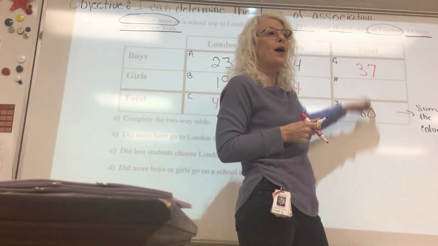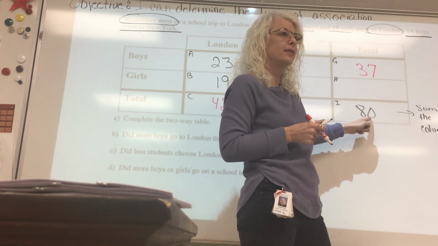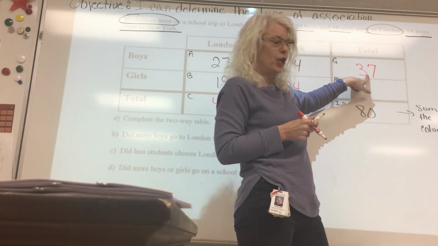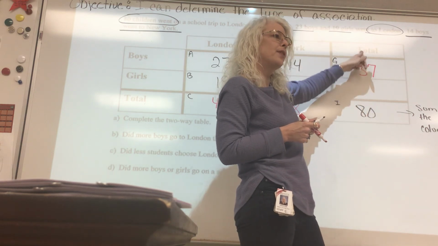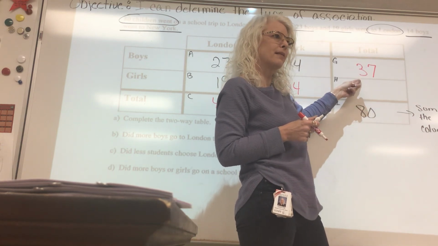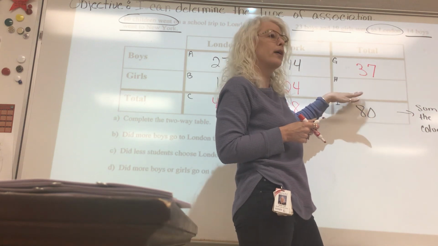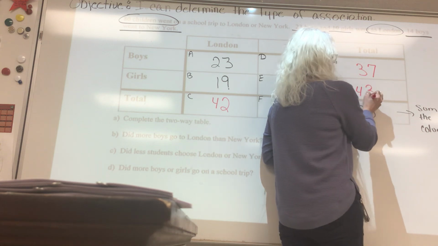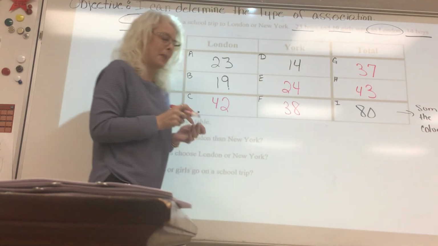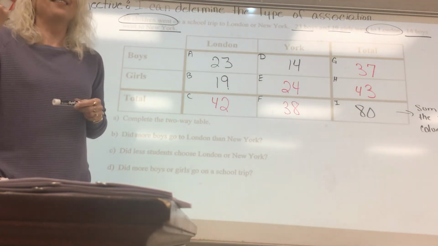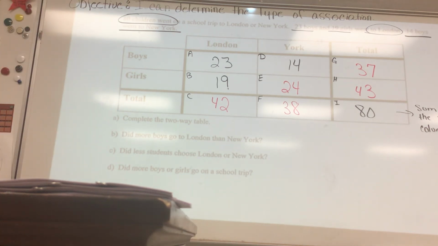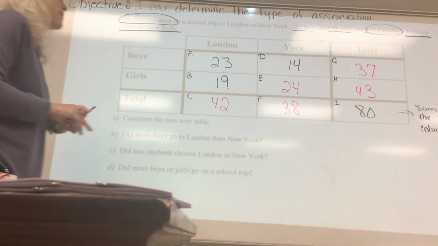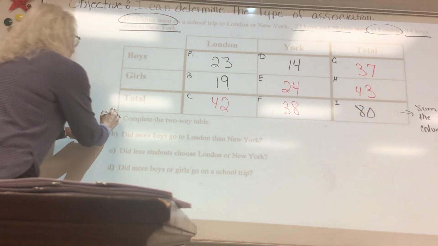So in this row, how many pieces of information are we missing? 1. So are we going to do it or skip it? Do it. Is this the total of this column or is it a missing piece? Missing piece. So we're going to add or subtract? Subtract. I look at Julia because she shakes her head yes or no if I'm right. All right. So we did part A.